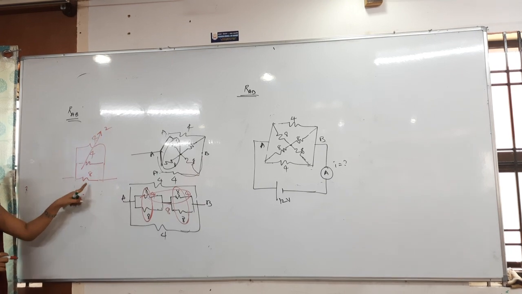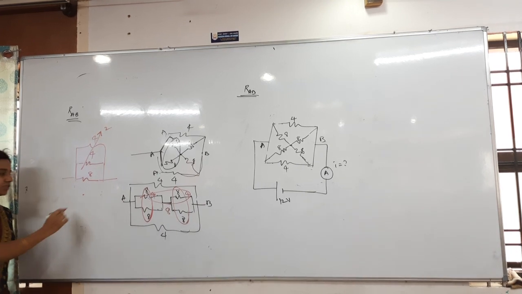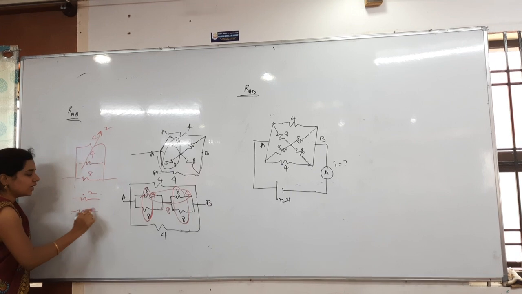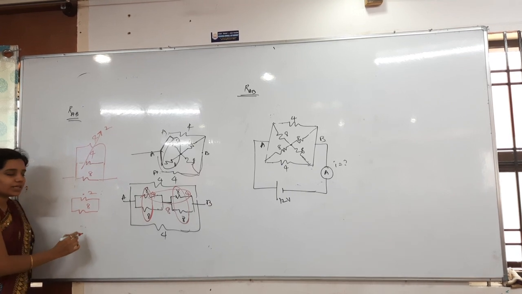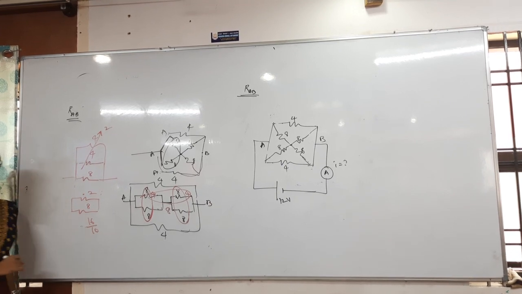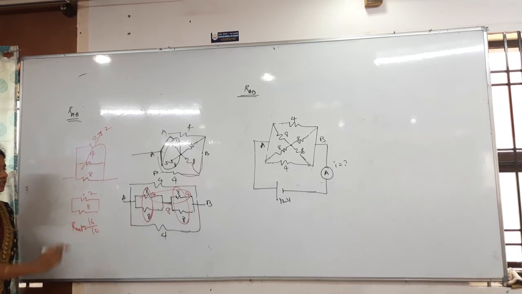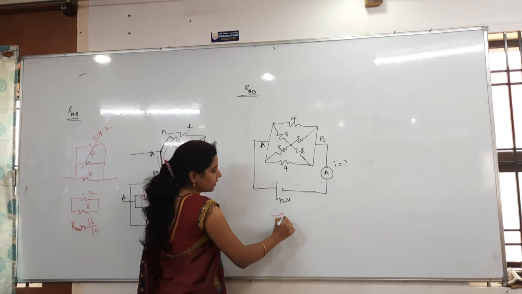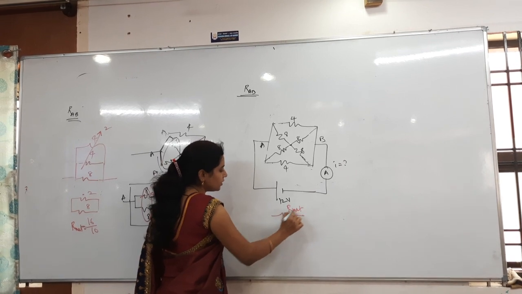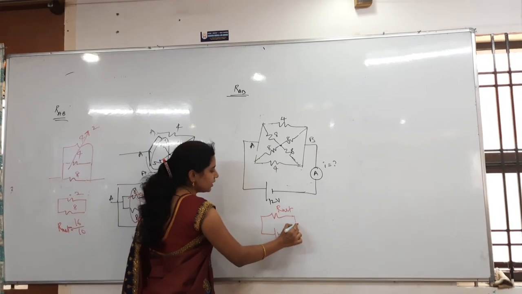Now this 2 and then 8 are in which combination again? Parallel combination. So this is 2 and then this is 8. Then what is the answer here? 16 by 10. 16 by 10 is the net resistance here. R net is equal to 16 by 10. Now our diagram entirely becomes this one, R net, and then voltage here, and the ammeter is here.